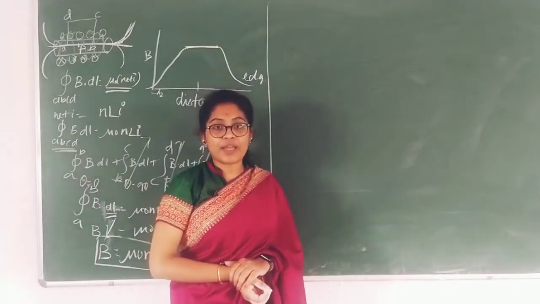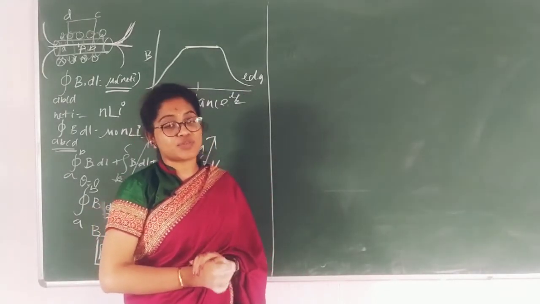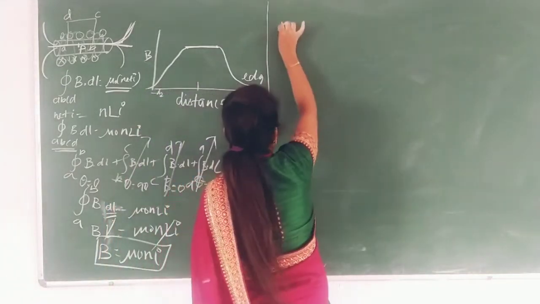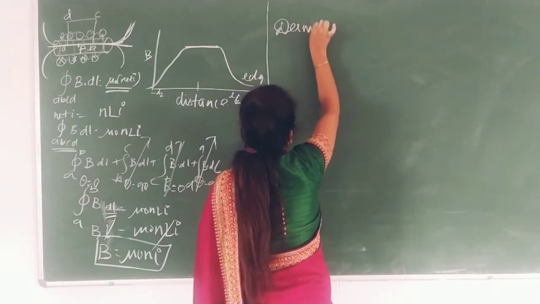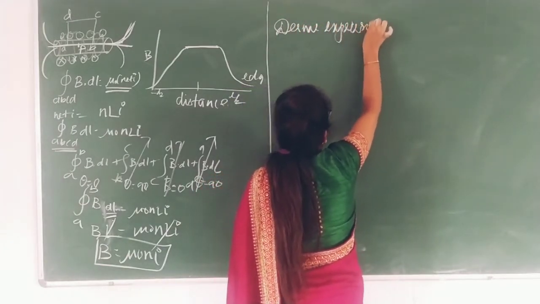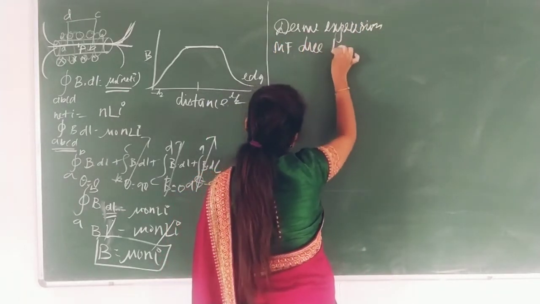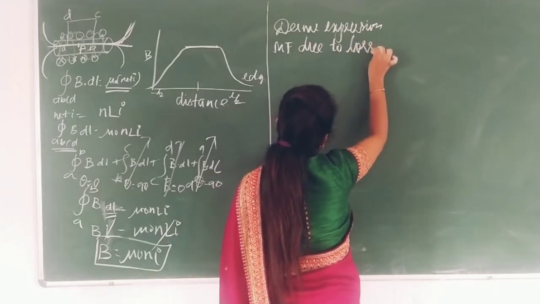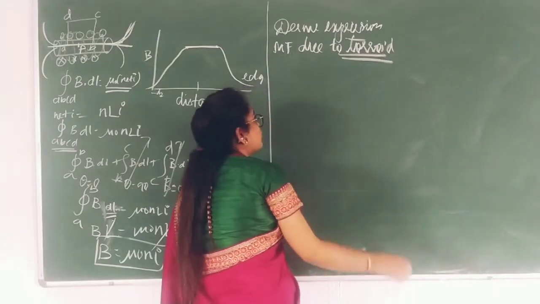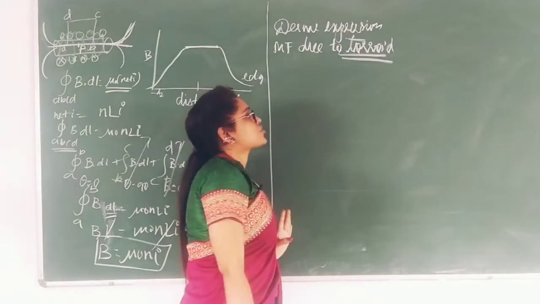Today's topic: derive the expression for the magnetic field due to a toroid. This is a new word for you. We find the magnetic field due to a toroid by applying Ampere's circuital law. What is this toroid?